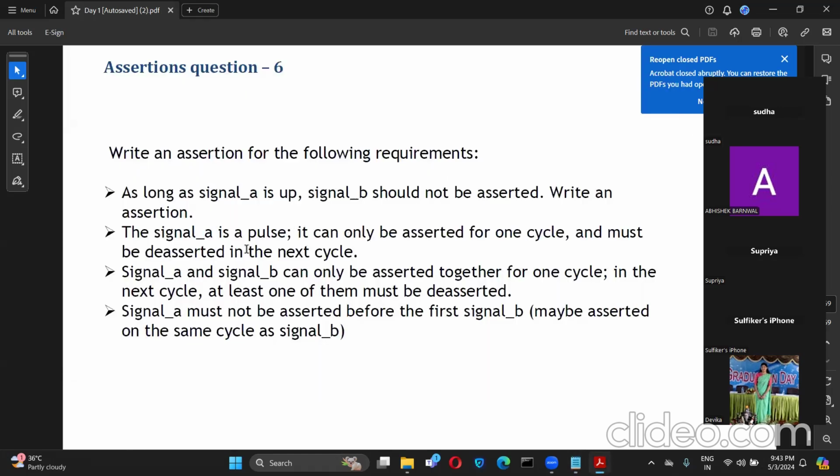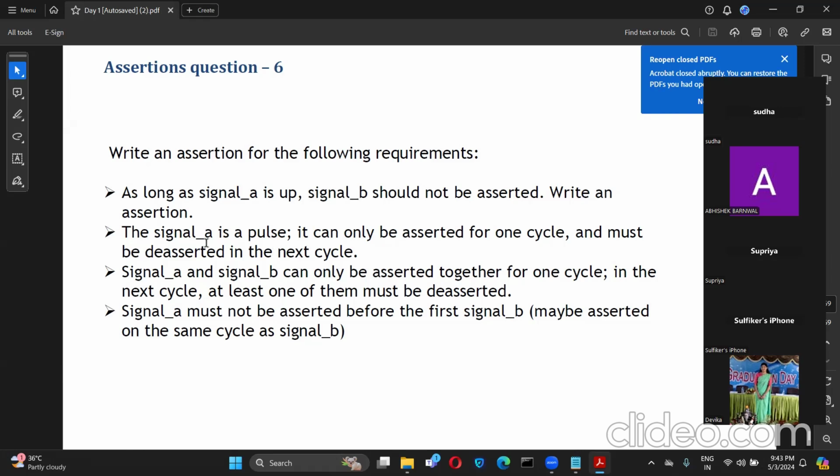The next is: signal A is a pulse. It can only be asserted for one clock cycle and must be de-asserted in the next clock cycle. So how will you write this? Any idea? You can write like this, right? Signal A is a pulse. Basically, pulse in the sense that it has to assert the peak, meaning it has to go to the high position.